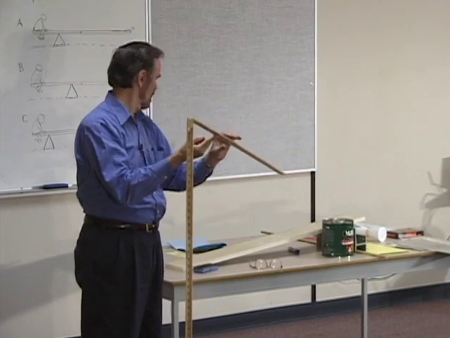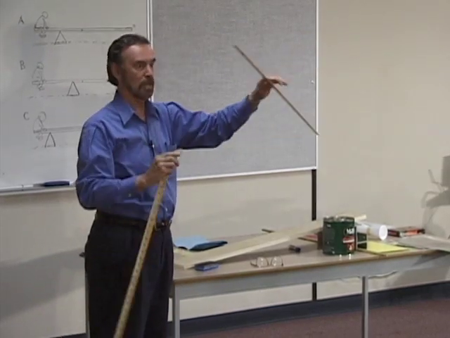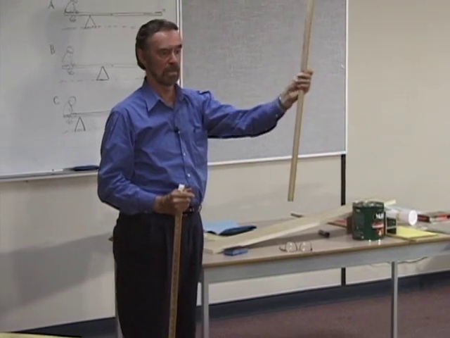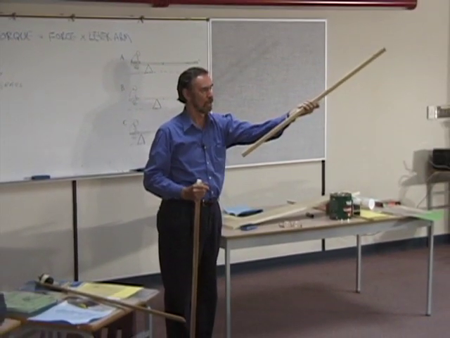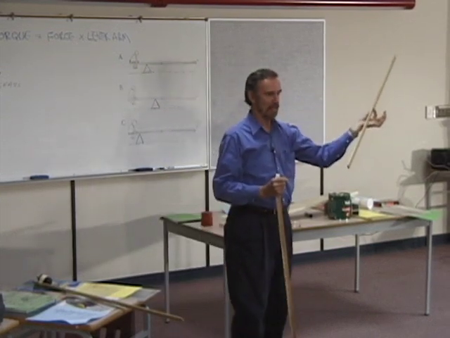The center of gravity of this meter stick is at the 50 centimeter mark. Where's the center of gravity now? The 50 centimeter mark. Where is it now? Well, maybe not that angle, but how about this angle? The 50 centimeter mark. That's the center of gravity of the stick.